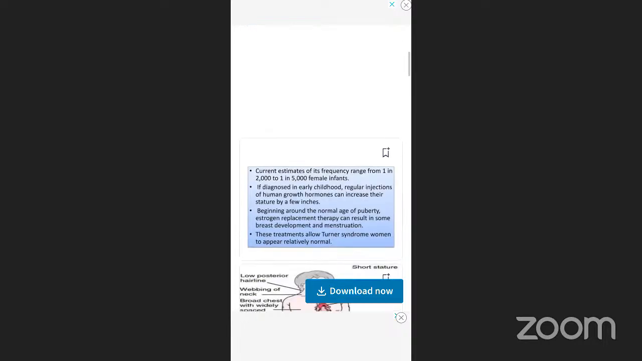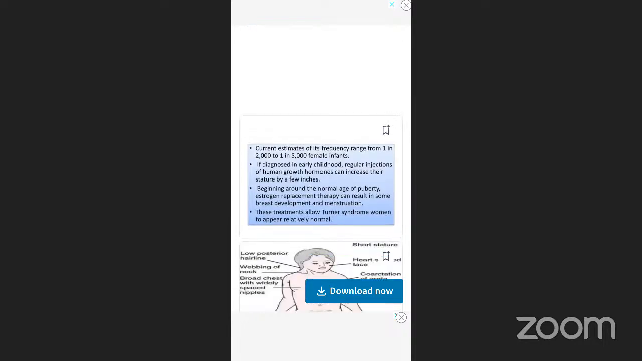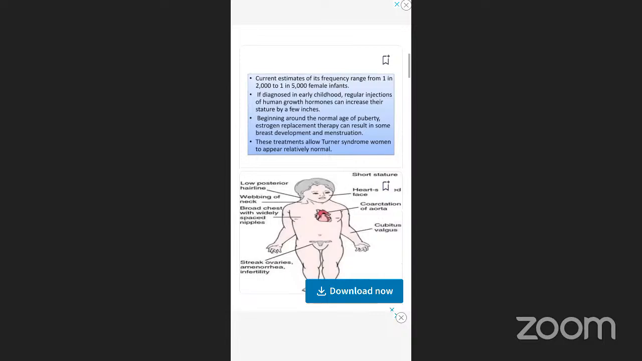Current estimates of the frequency range from 1 in 2,000 to 1 in 5,000 female infants. If diagnosed in early childhood, regular injections of human growth hormone can increase stature by a few inches. Beginning around the normal age of puberty, estrogen replacement therapy can result in some breast development and menstruation. This treatment allows Turner syndrome women to appear relatively normal.